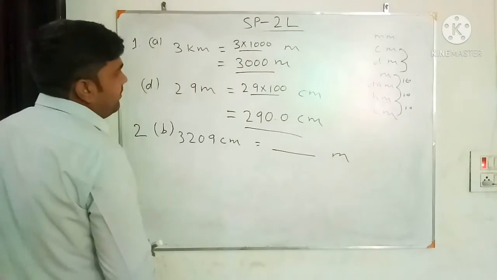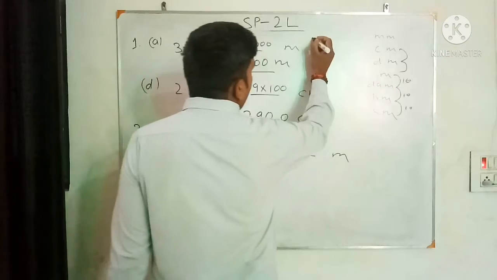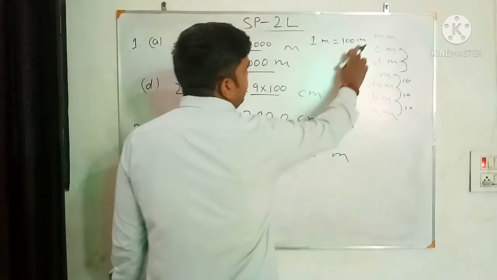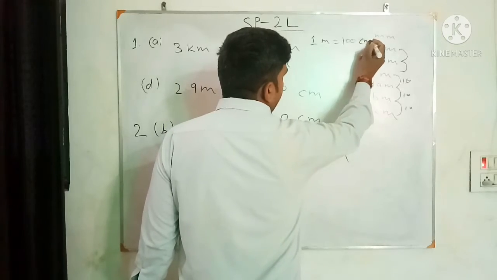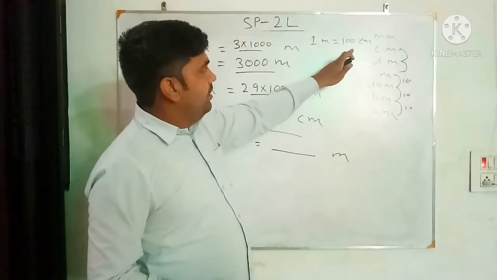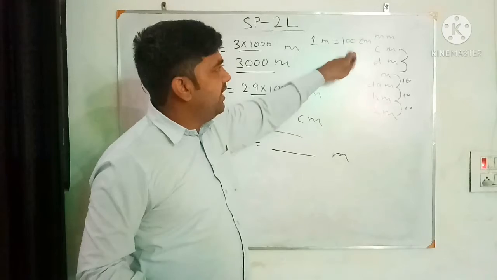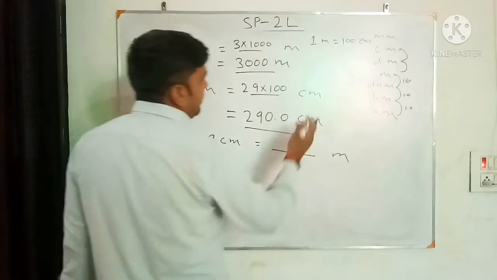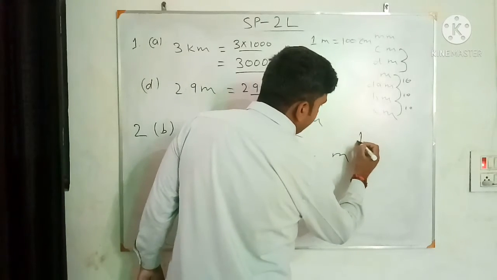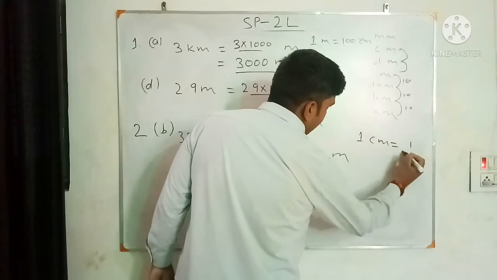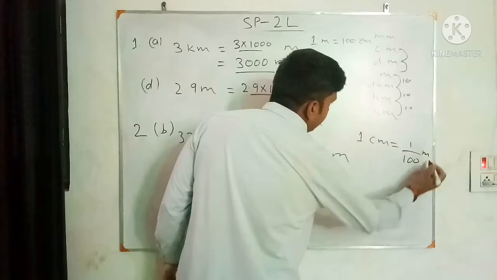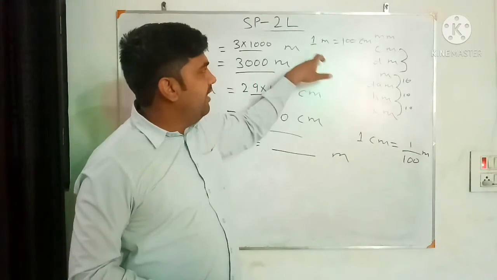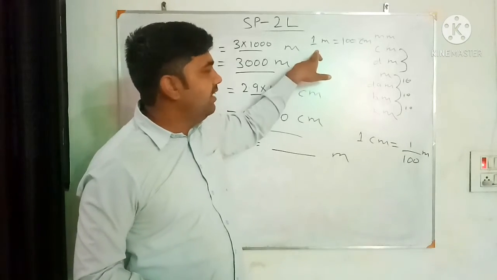What is the relation we have? We have the relation that 1 meter equals 100 centimeter. So if you want to convert centimeter into meter, you have to divide the number of centimeters by 100. That is, 1 centimeter equals 1 by 100 meter. So what is the relation? 1 centimeter equals 1 by 100 meter. See, if you want to write 1 centimeter here, transfer this 100 to the left, and this 100 is multiplied, it will divide the left hand side number.